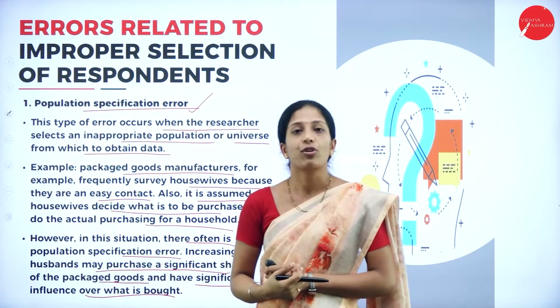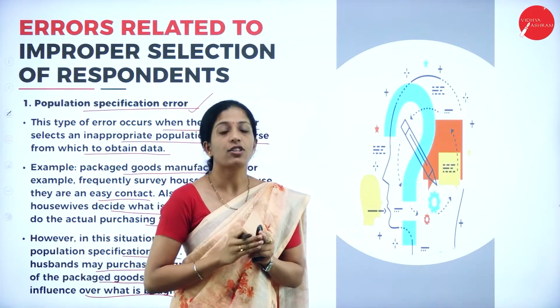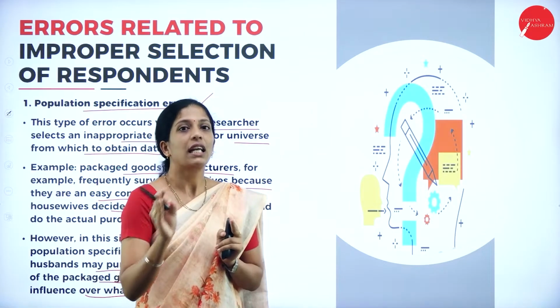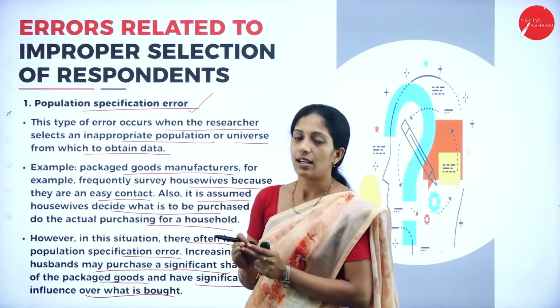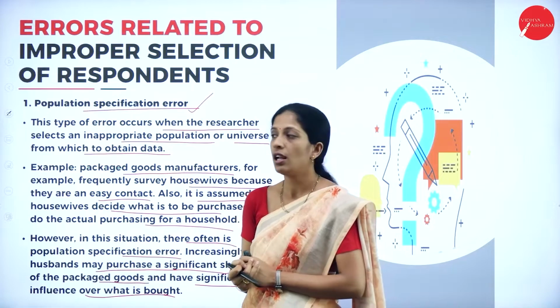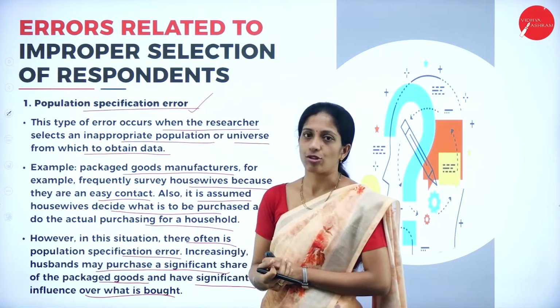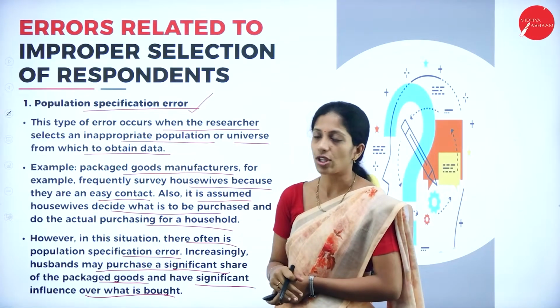At the same time, I have told you that if the information has to be collected from the students, then the researcher has to collect from the students. He cannot collect from their parents. So while deciding the population, the researcher has to be very careful about which population he has to decide. If not, it may lead to population specification error.